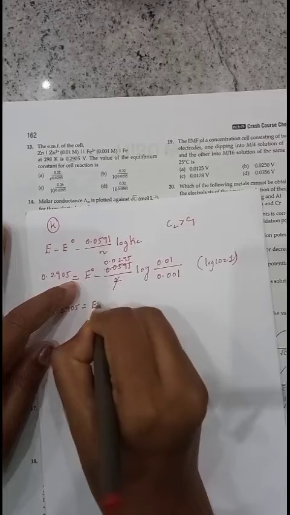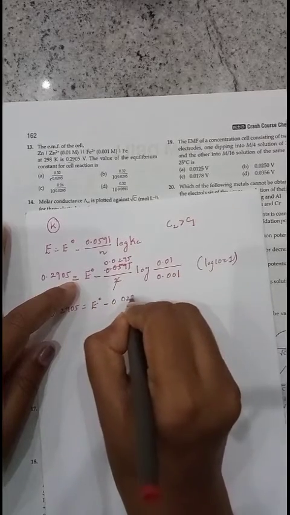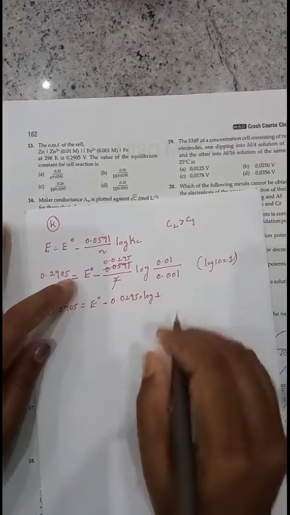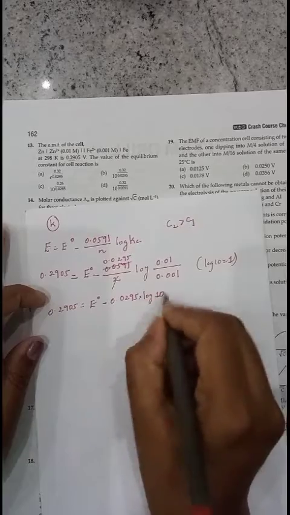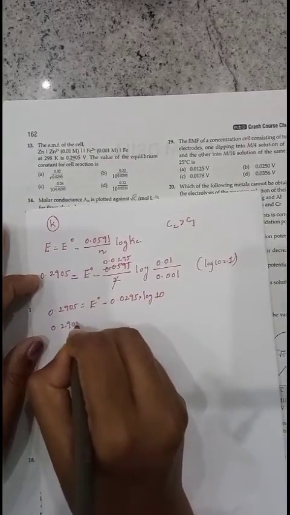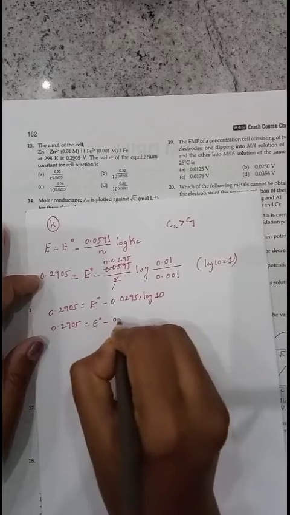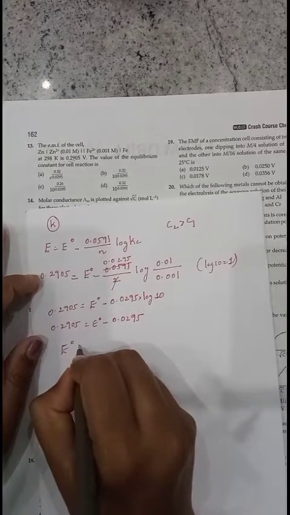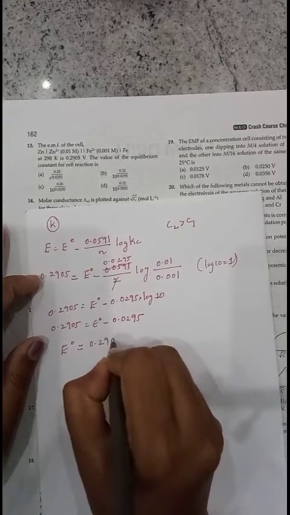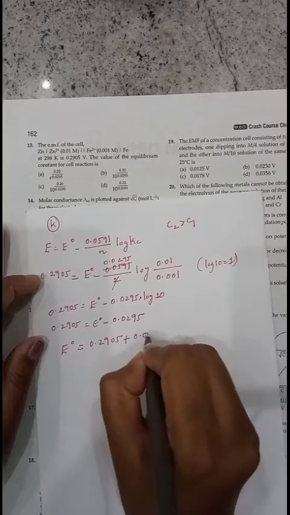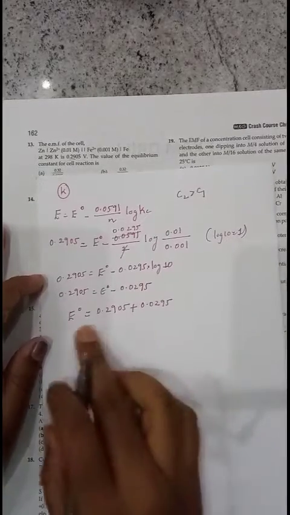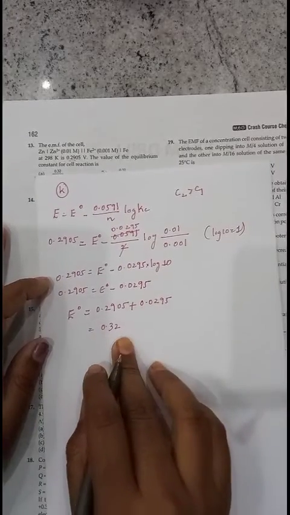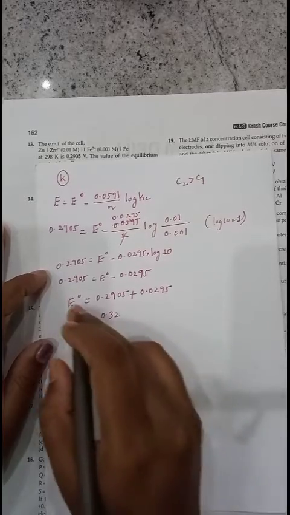0.2905 equals E naught minus 0.0295 log 10, and log 10 value is 1. Then 0.2905 equals E naught minus 0.0295. When the 0.0295 comes to this side, E naught becomes equal to 0.2905 plus 0.0295. By adding these two, you will get 0.3200. This is the E naught value.